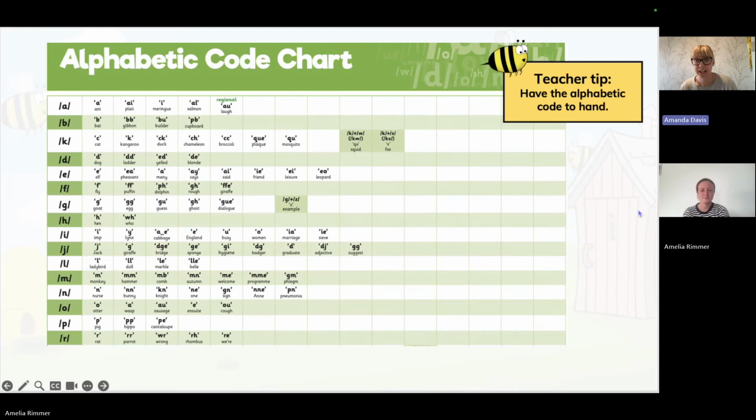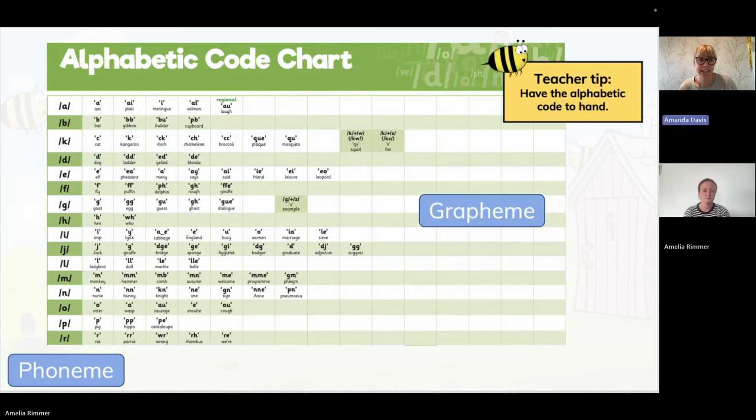So this is an alphabetic code chart that we have readily available. It is really important to have on hand and to know the alphabetic code. So down the left-hand side in the slashes, you've got the phonemes. They'll be represented in the slashes. And then along the side, you've got the graphemes.